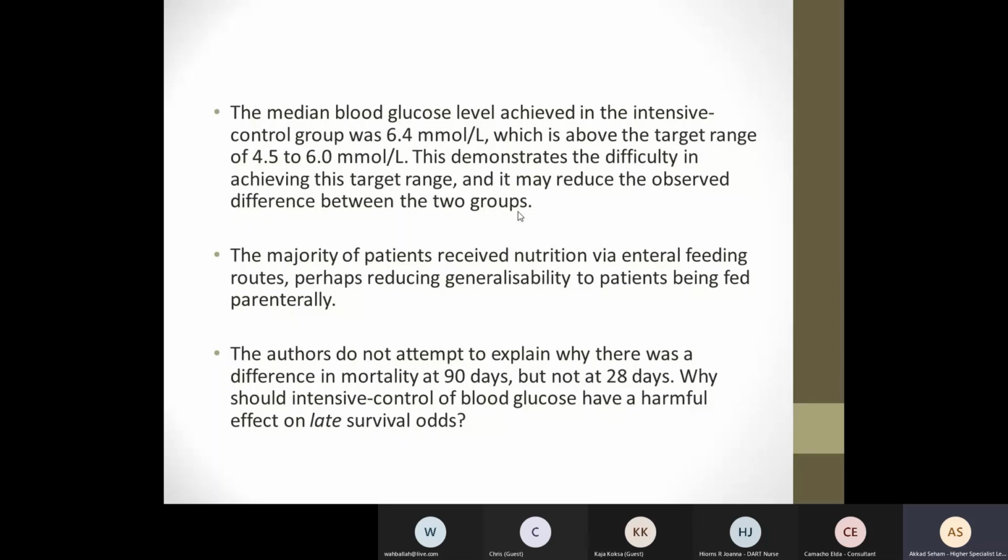And as I said, in the secondary outcomes, there was no change at 28 days. So they haven't actually tried to say why there's no change in mortality at 28 days compared to 90 days. So why is this a late effect on the survival?